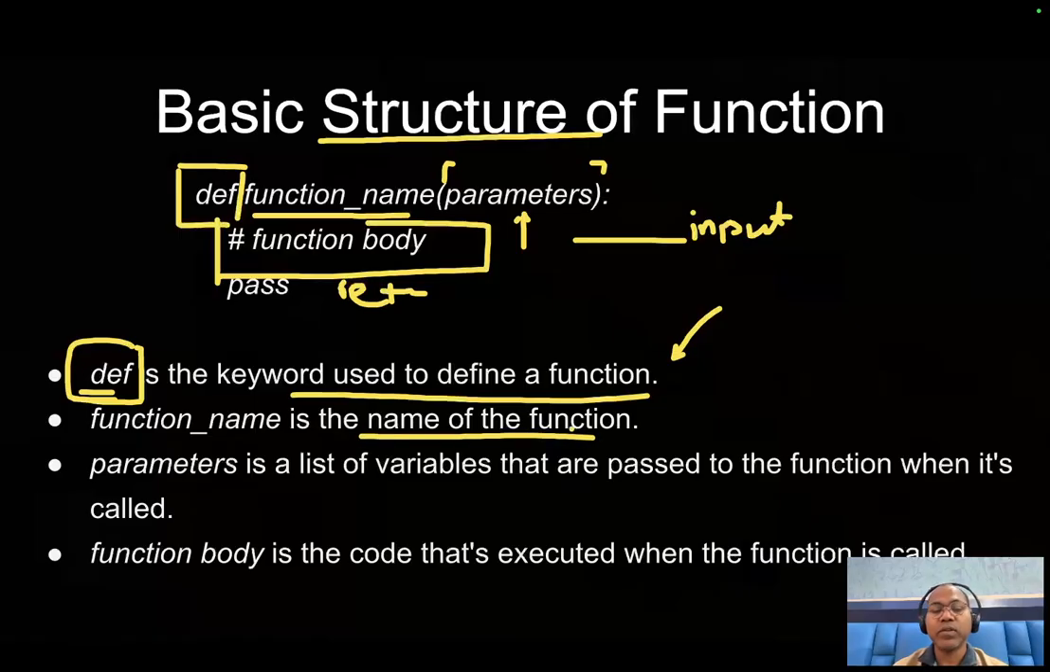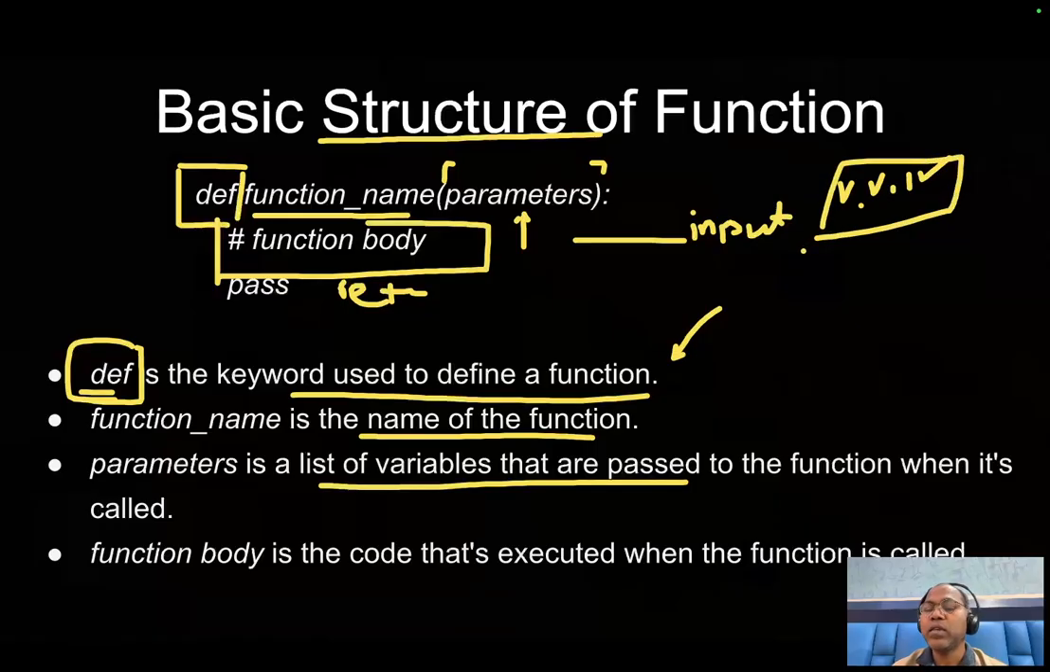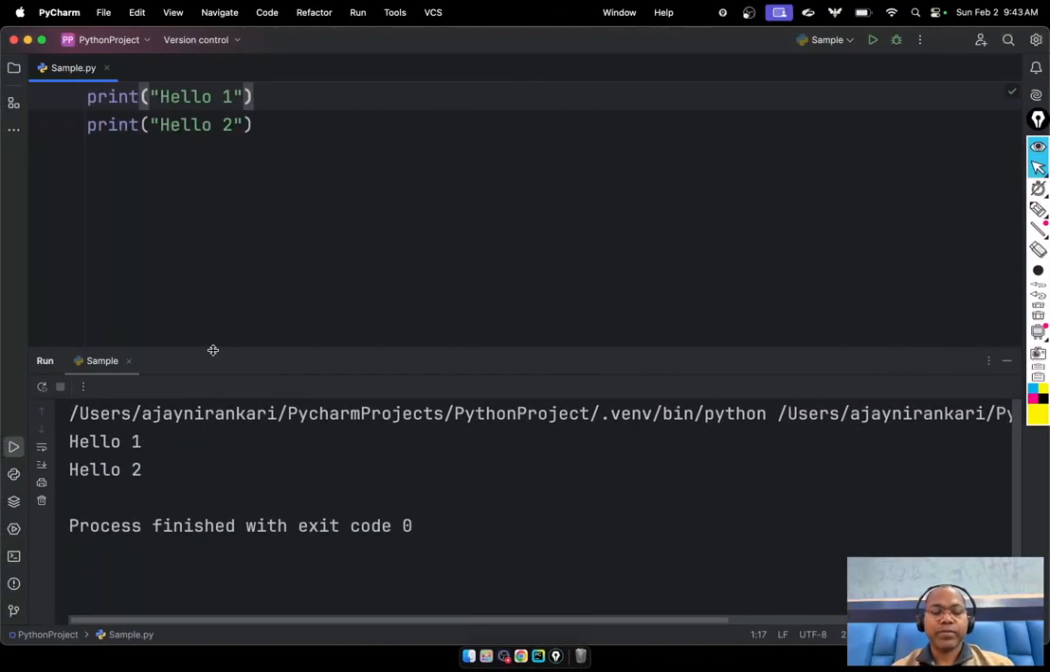Function name is the name of the function. Parameters are the list of variables that are input. So input can be one value or two values or three values. They contain the list of variables. A function body is the actual block of code you want to execute. Okay, so let us write.